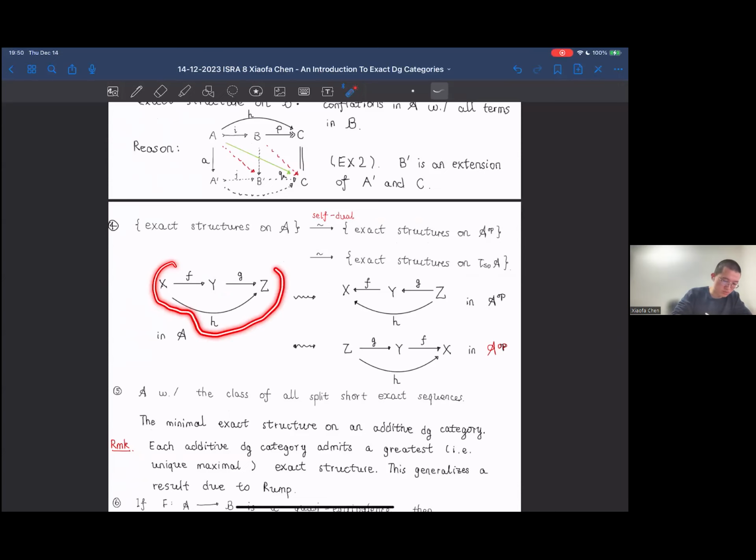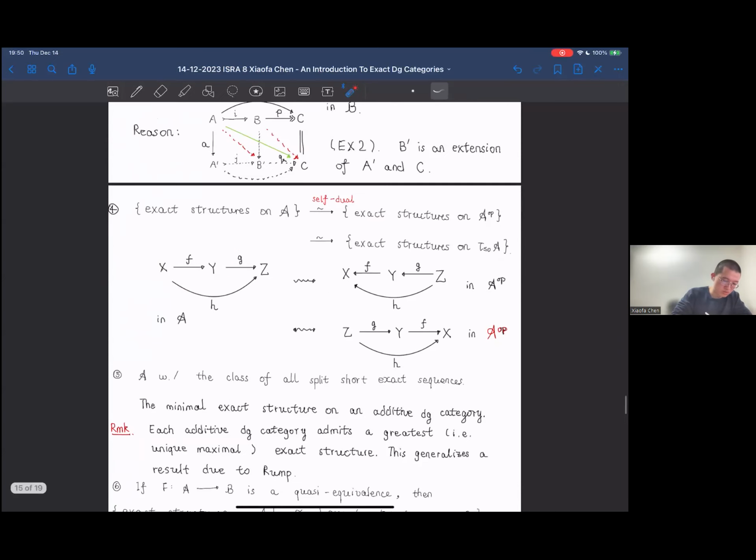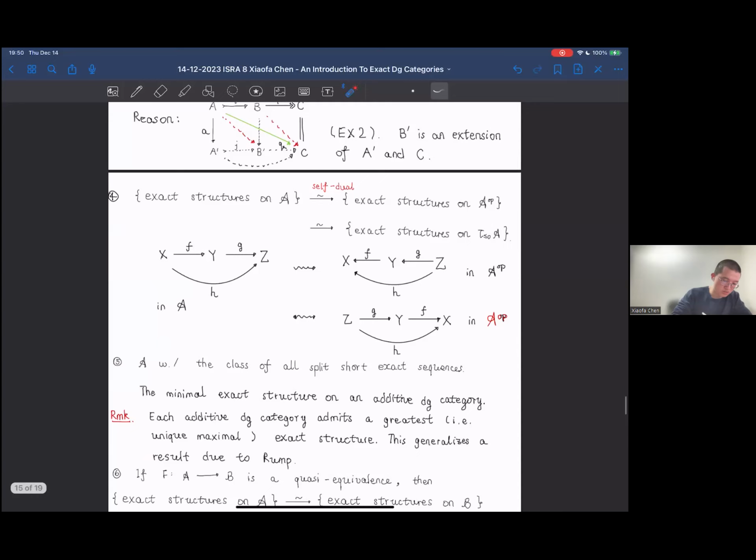And we don't change H0 of A, and we don't change the bimodule E, and we don't change the correspondence. So actually we change nothing when we replace A by the truncation of A. Okay.